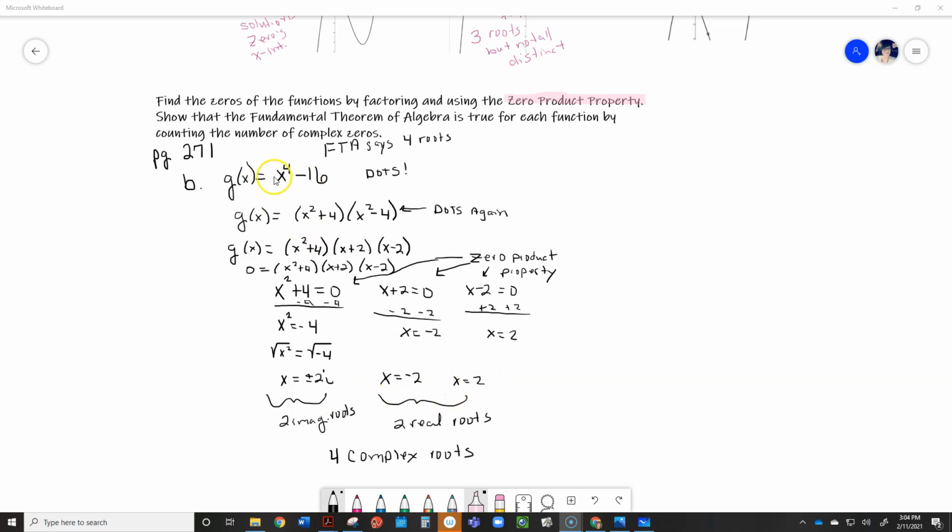That means this problem will cross the x-axis twice. It will cross it once at -2. It'll cross it a second time at +2. And then the other 2 of the 4 roots that the fundamental theorem of algebra says it has to have are imaginary. So in total, it does end up having 4 complex roots, 2 imaginary roots, 2 real roots.